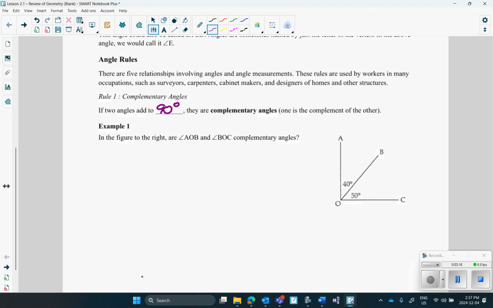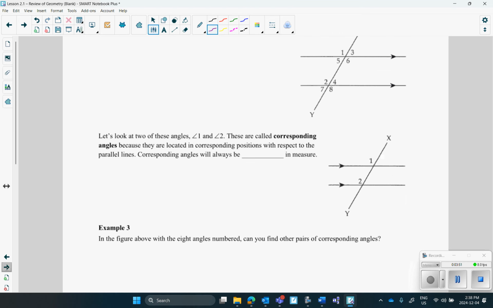So are these two angles here in this example, AOB and BOC, are they complementary? Yes. Because they add to 90 degrees. Okay.